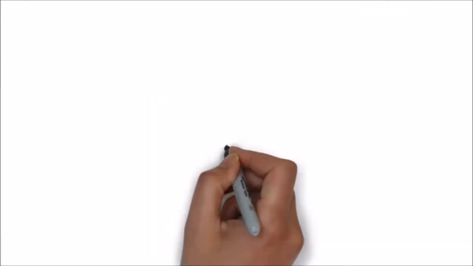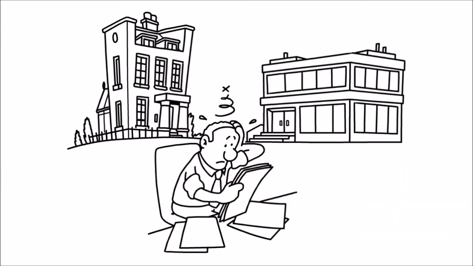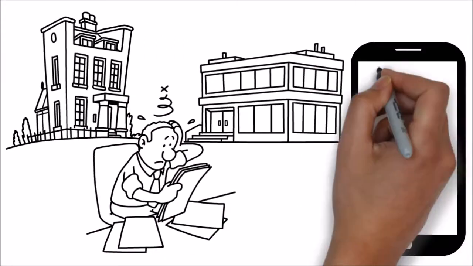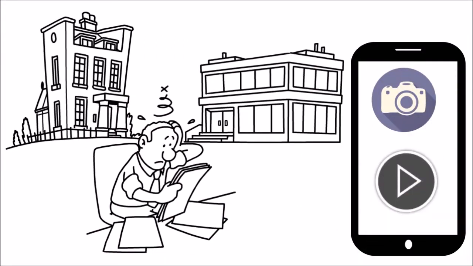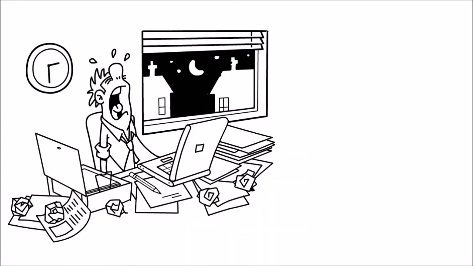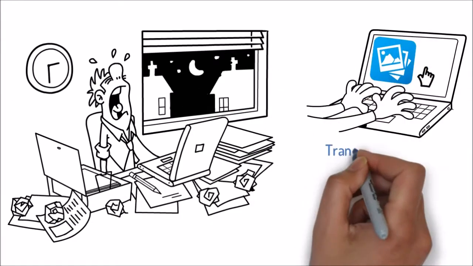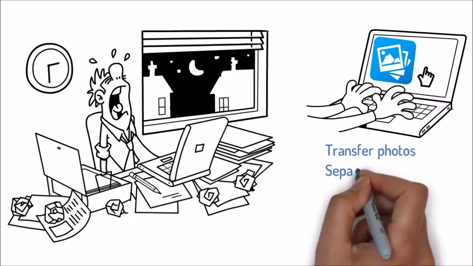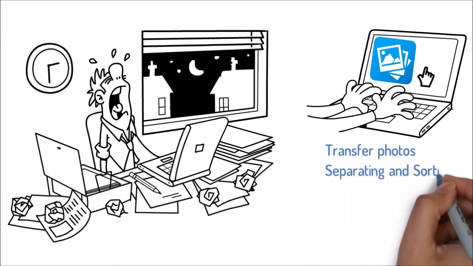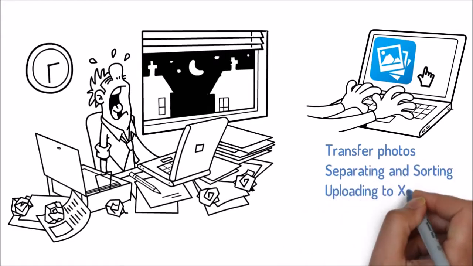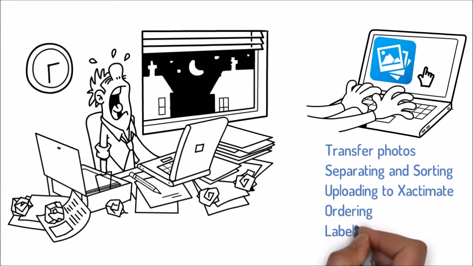Yeah! As we all know, being a traditional adjuster can be a tedious job. On inspection, you take photos and videos of property damage. After this is when the complexity starts. Transfer photos to computer. Separating and sorting out claim pictures. Uploading into Xactimate. Ordering them correctly. Then labeling and writing description on each photo.